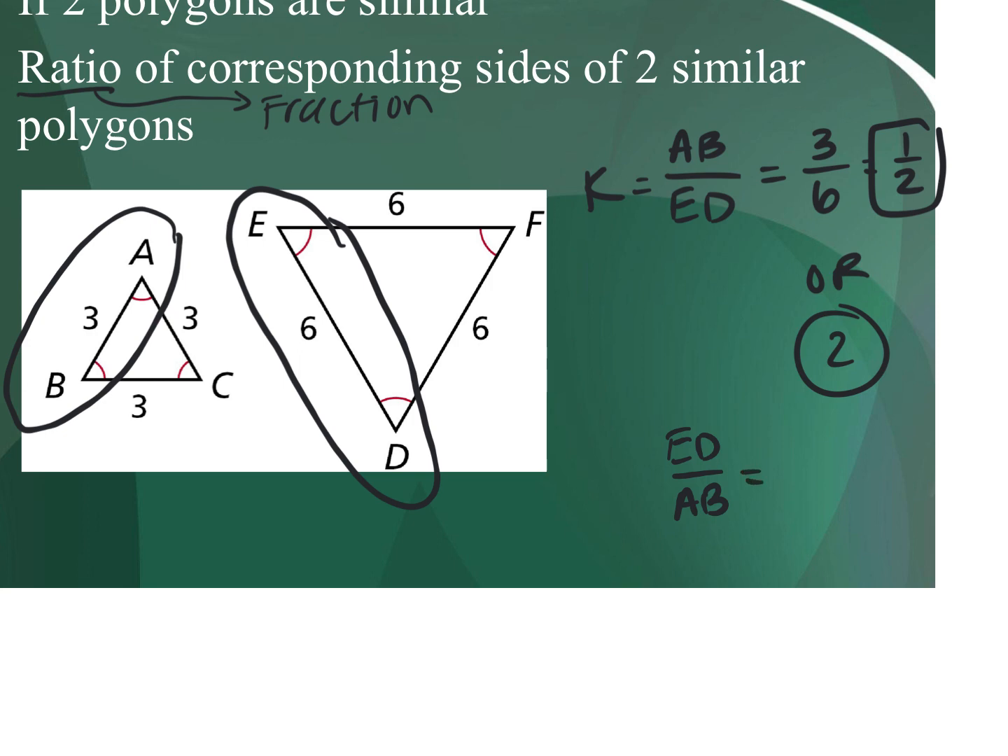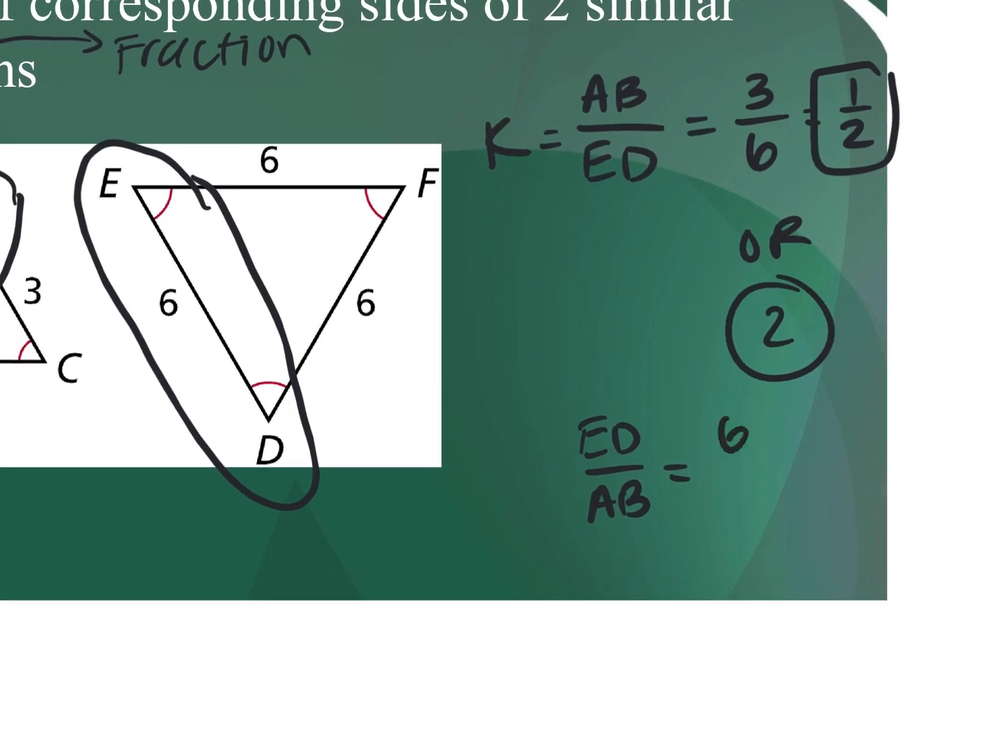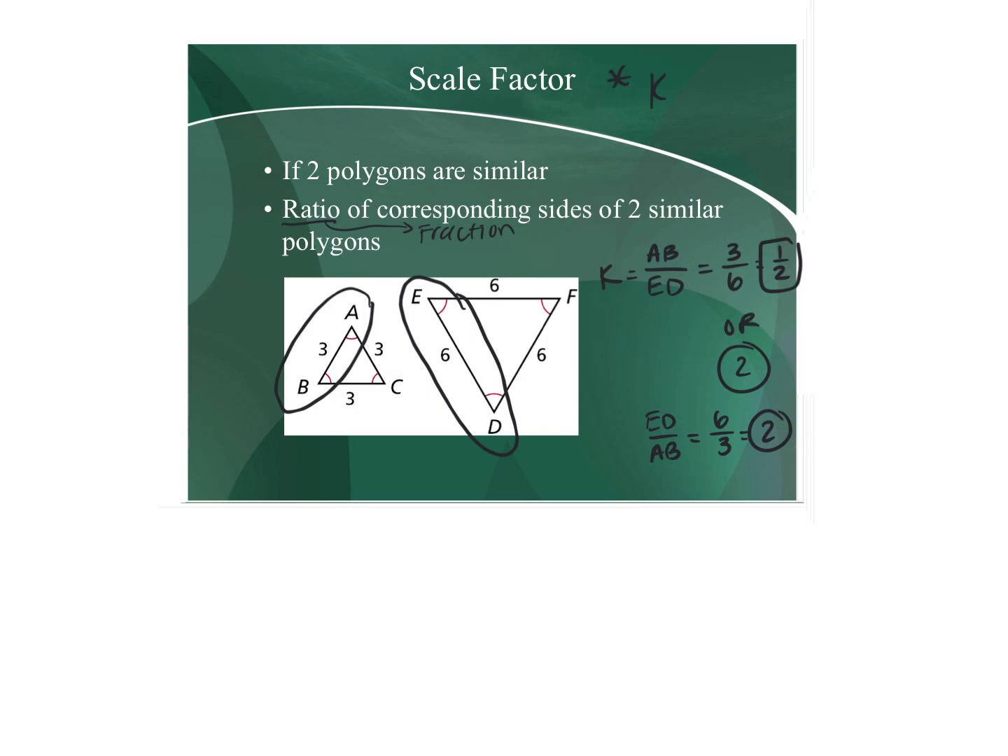What was ED's length, Daniel? 6. And AB's was what? 3, right? What's 6 divided by 3? 2. So you see how we get the scale factor as 1/2 or 2 depending on what we made our numerator and our denominator? So it depends on the order. I'm telling you it doesn't matter. You can put 2 or 1/2 and they'll both be correct, as long as you match up corresponding parts. Okay? Good question. All right, guys.